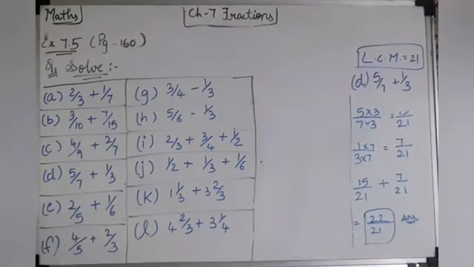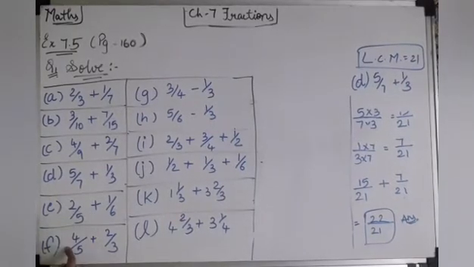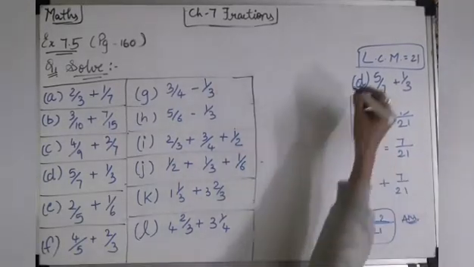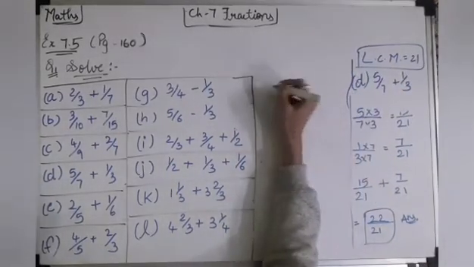Next you can see E and F. E and F both are addition, right? So these both you have to do by yourself. I'll do the subtraction sum. So now we will do G.